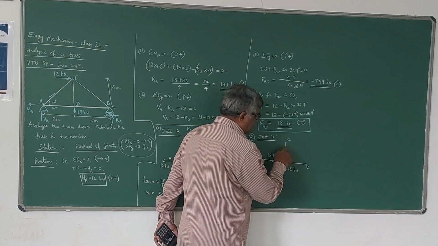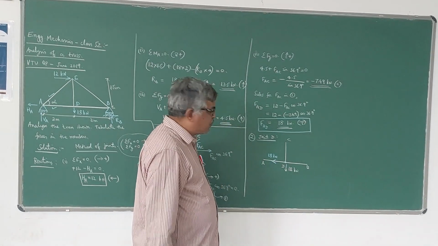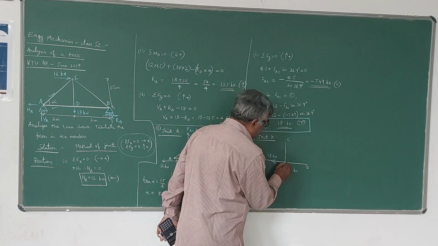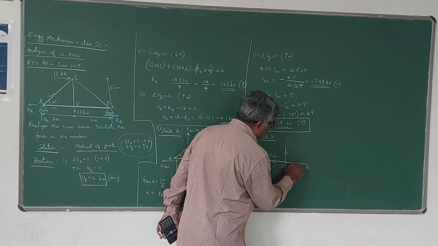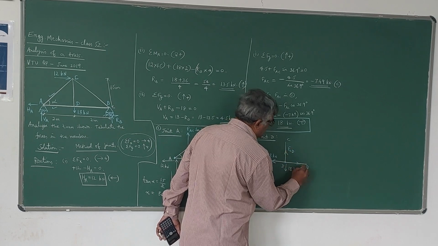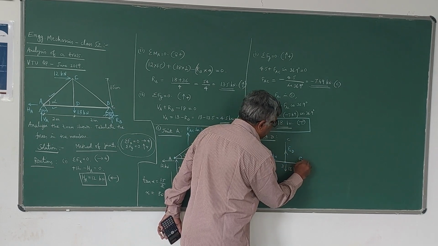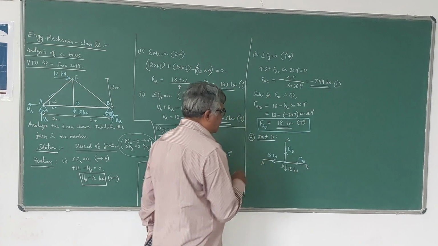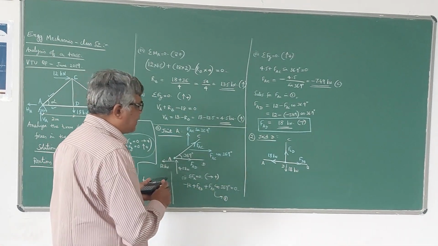Now we don't know the forces in these two members, so assume them as tensile. Once again from joint D we have to take away from the joint like this. Assume it as tensile. FCD is this force. This is FDB. FDB and FBD they are the same. So we assume tensile forces.